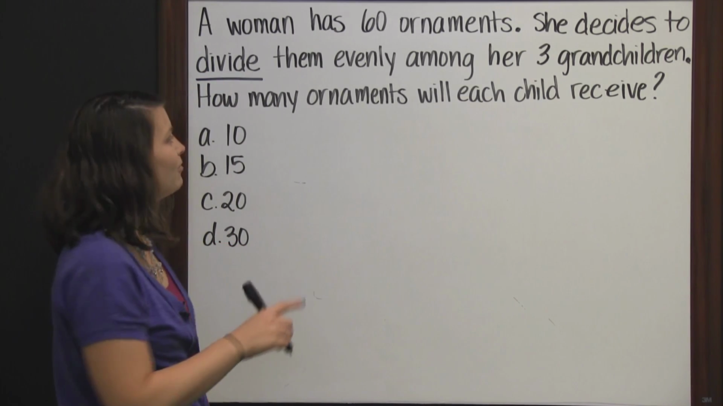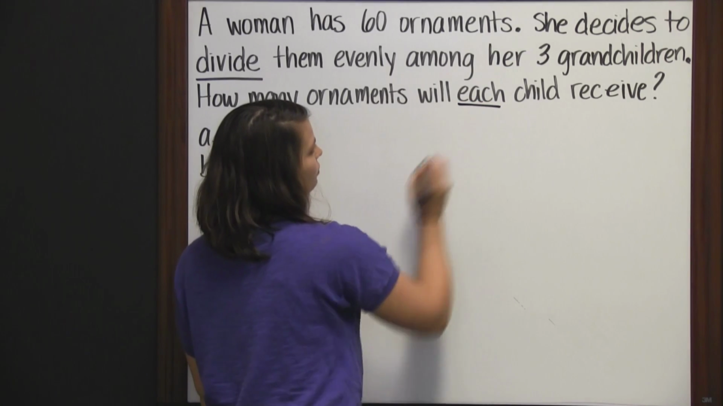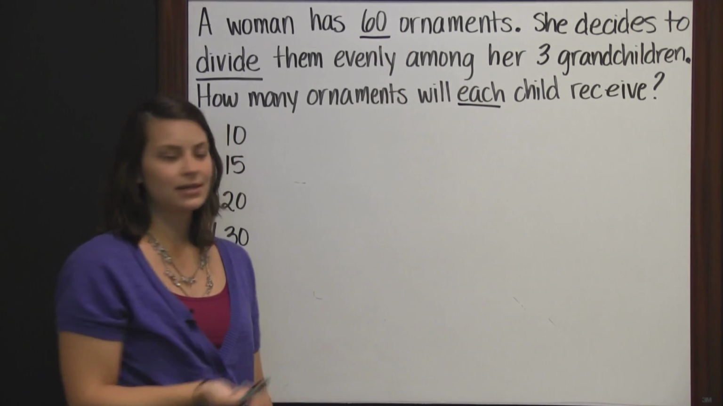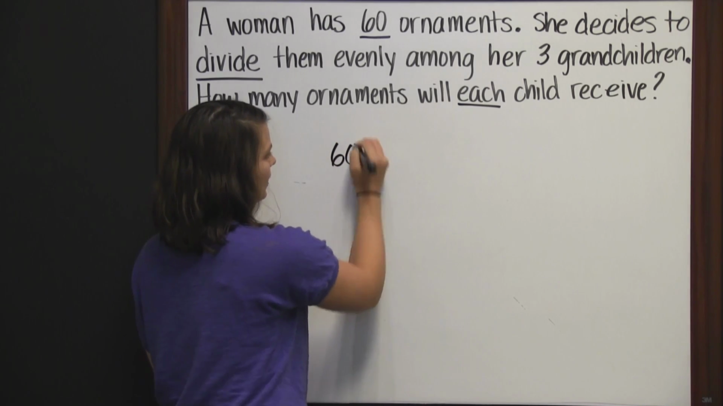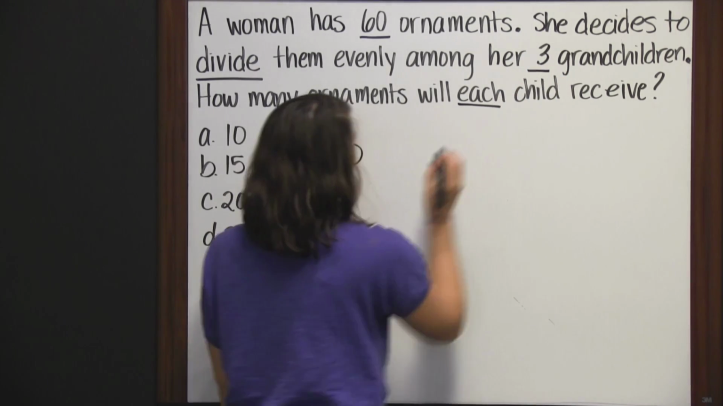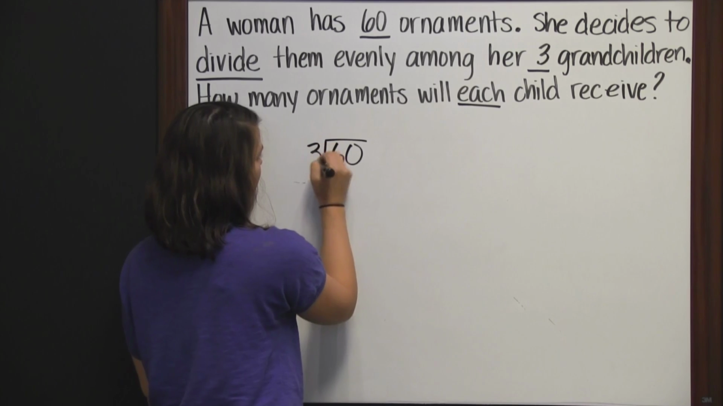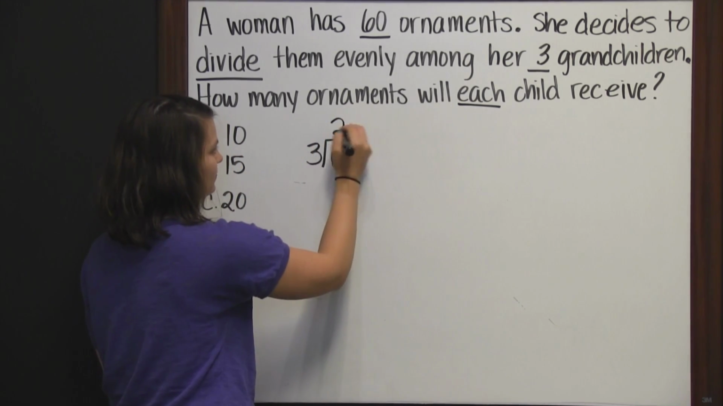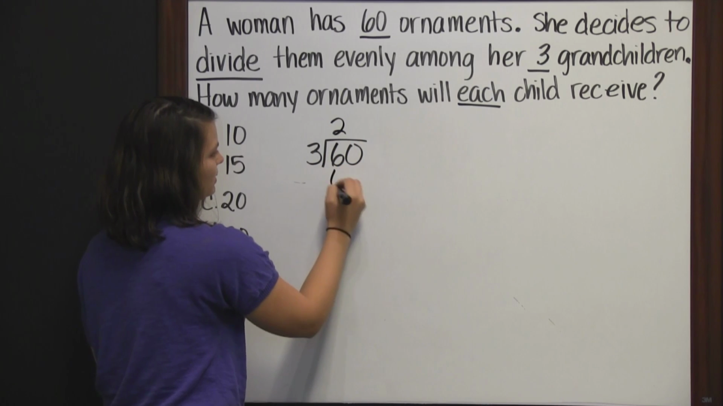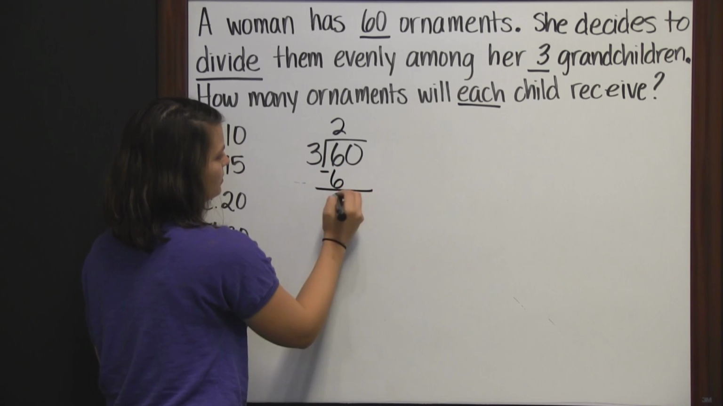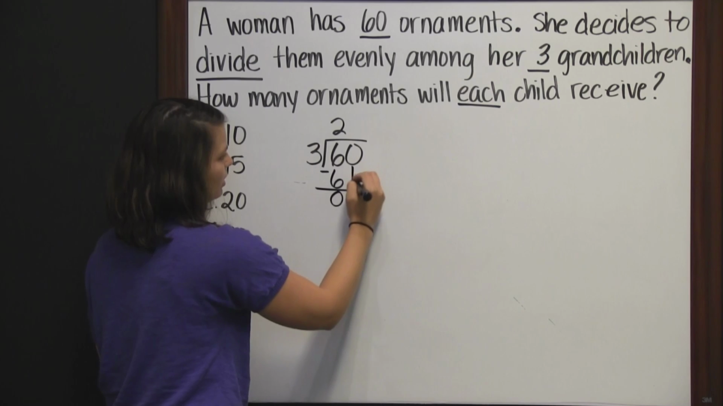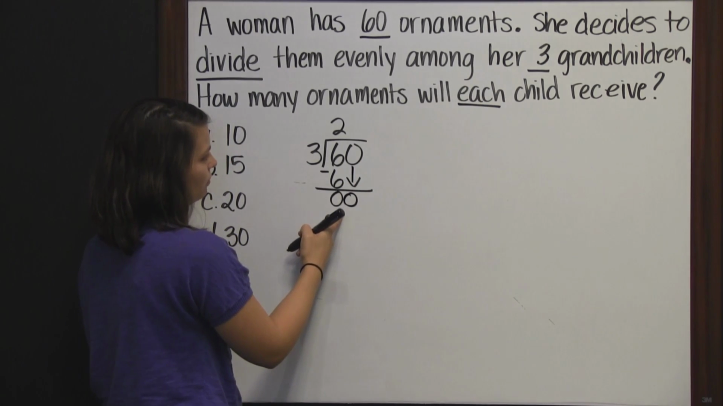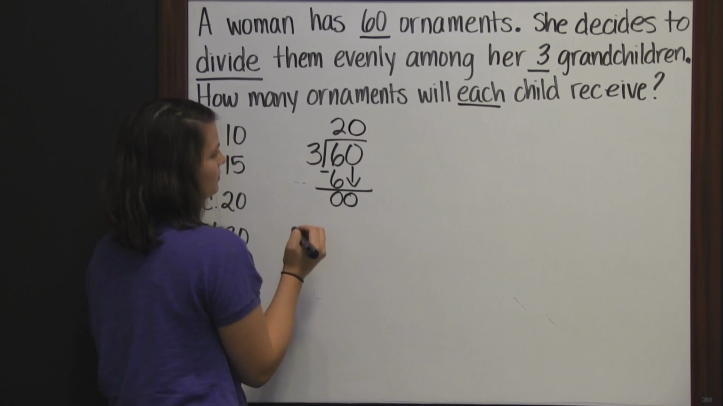So to find out how many ornaments each child will receive, we need to take our total number of ornaments, 60, and divide that by how many grandchildren she has. 3 goes into 6 2 times. 3 times 2 is 6. If we subtract, we get 0, and then we bring down 0, and 3 goes into 0, 0 times.